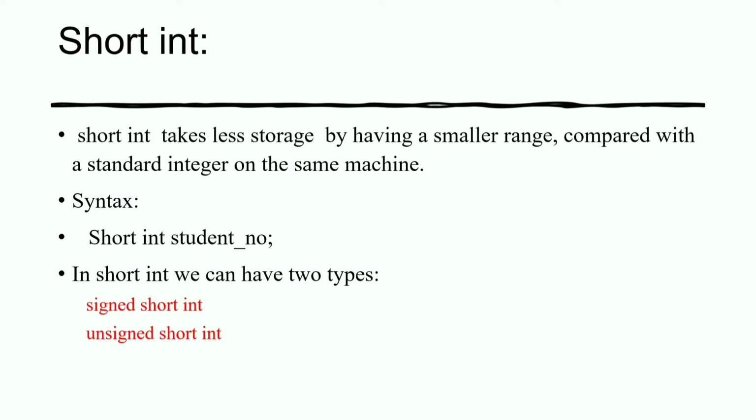So short int takes less storage and also it has a shorter range than an integer variable. As we have seen in the syntax, we write the modifier, that is short, then the data type int, then the variable student number. So short int student number is an example of the short modifier.